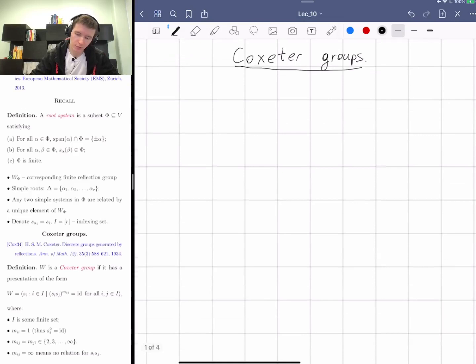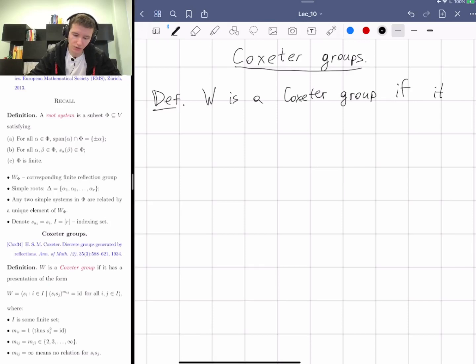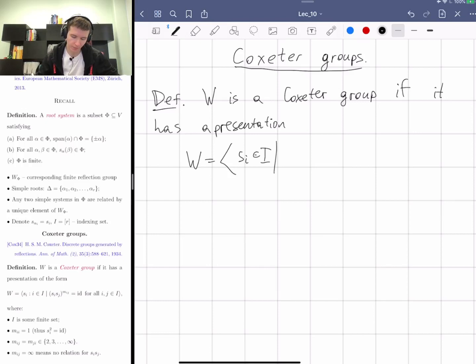The definition is very simple. Let's forget all we know about root systems for now. It's just an abstract group defined by generators and relations. Definition: W is a Coxeter group if it has a presentation of the following form. It has some set of generators, W is generated by a bunch of s_i, just some abstract elements. And then the condition is that whenever I have two elements s_i, s_j, I have some number m_ij that specifies the order of the product of the two elements, for all i and j in my indexing set.